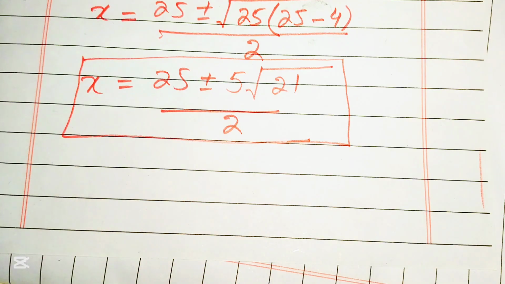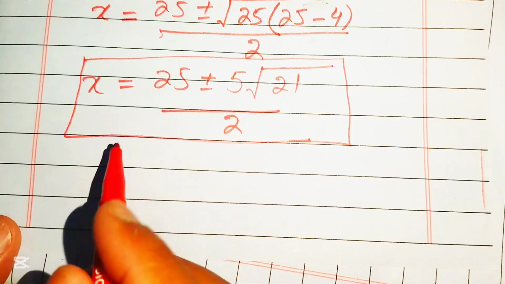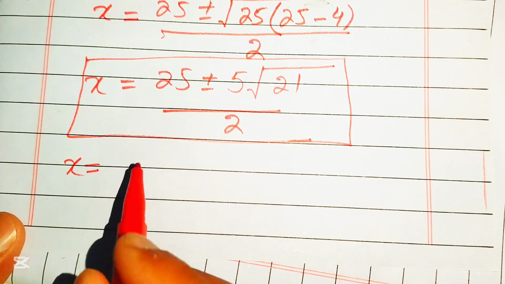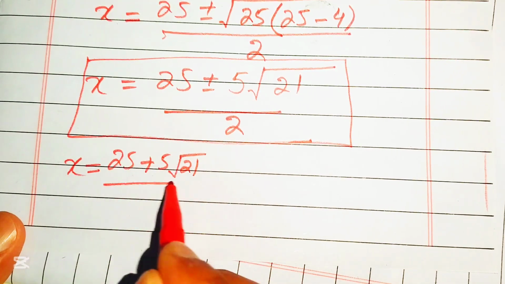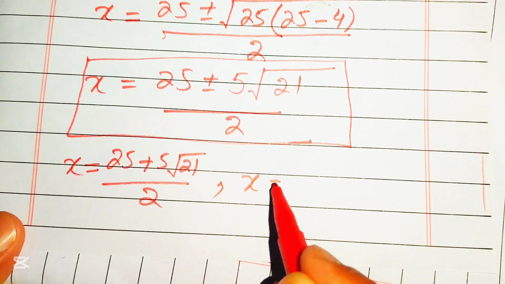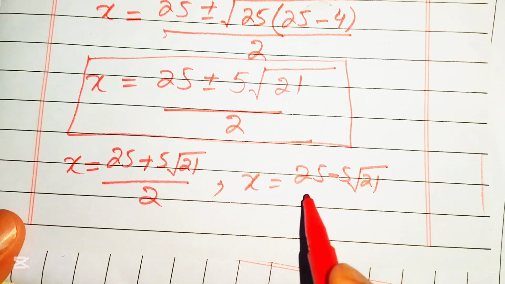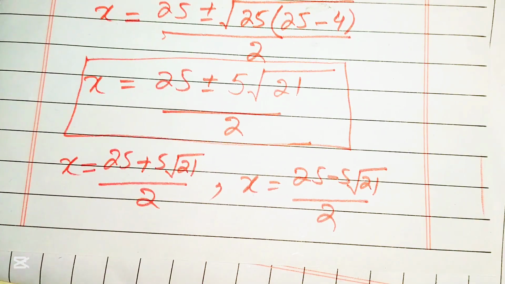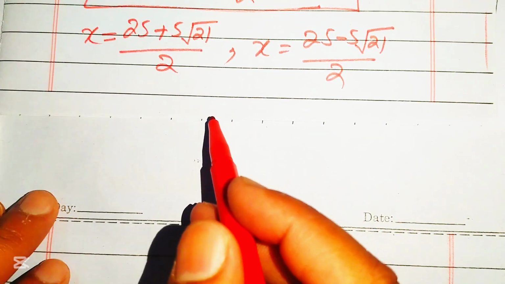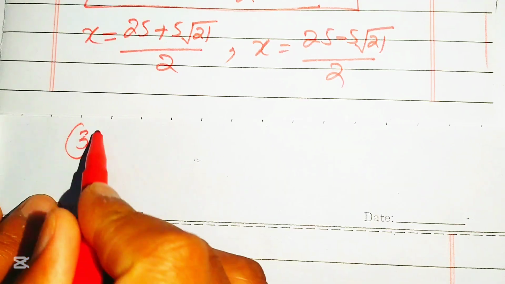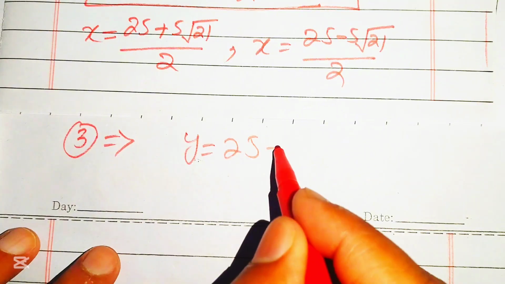In order to find the corresponding values of y, we first rewrite these values here. Here we write the positive value: it is 25 plus 5 times the square root of 21, divided by 2. Here we write the negative value: it is 25 minus 5 times the square root of 21, divided by 2. Now, to find the value of y, we need to copy down equation number 3. That equation implies that y is equal to 25 minus x.